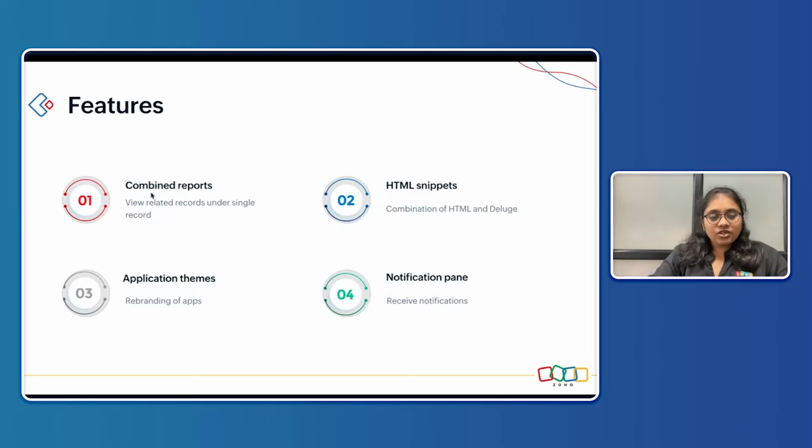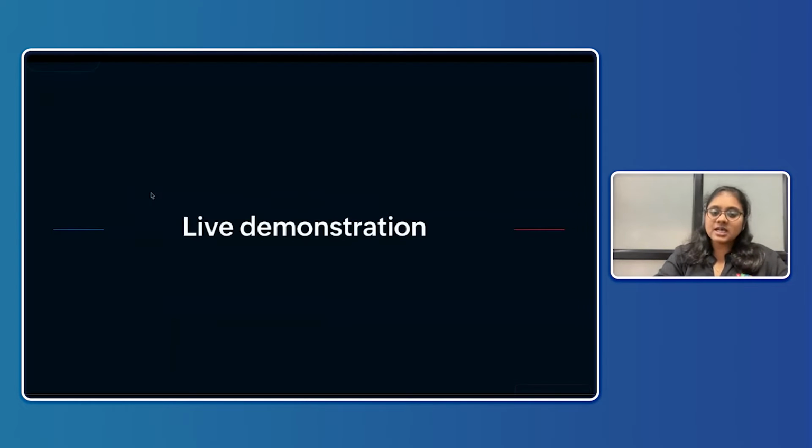And the next feature we have used is the application themes. Every university or organization follows their own color brand, fonts, or logo that they want to apply to the application that they are building. So these application themes will help them to rebrand the application. And at last we have used something called the notification pane, to receive in-app notifications for admins or any other users. So these are the few highlighting features that are used to enhance the working model of the application, which we are going to see in the live demo.